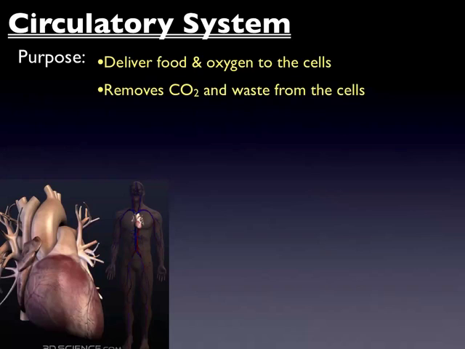But let me ask you this question. Does the circulatory system remove waste from the body? No. So it removes waste products from the cells. Where does it deliver them to? What's it called? The kidneys, the excretory system, yes. Okay, but it does remove the waste from the cells themselves.